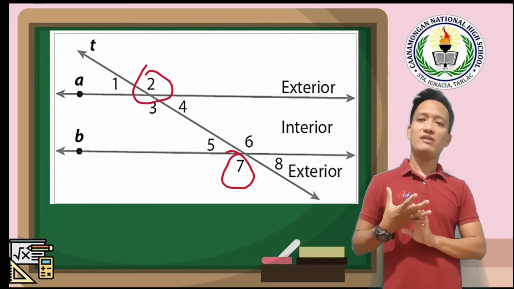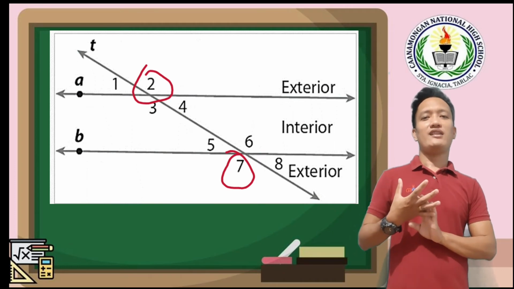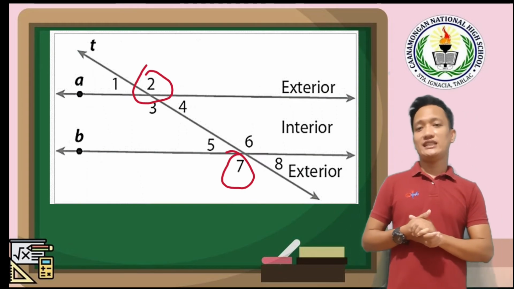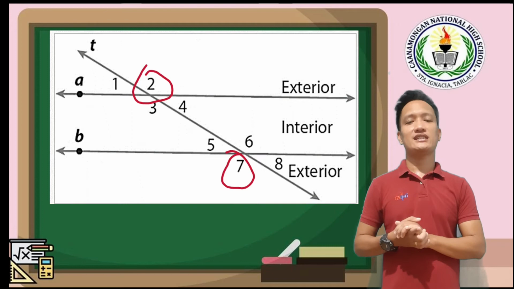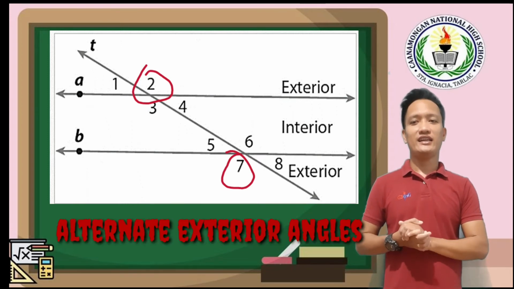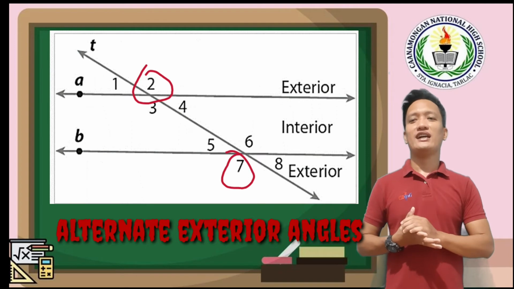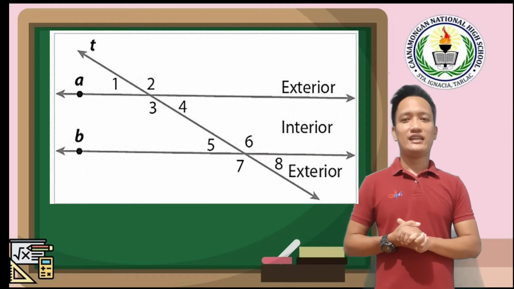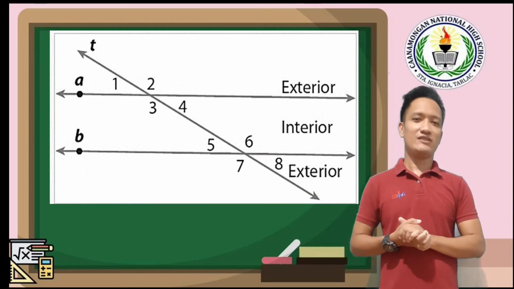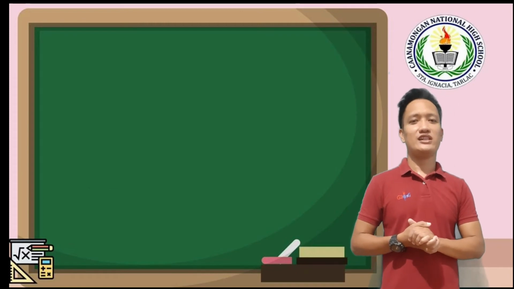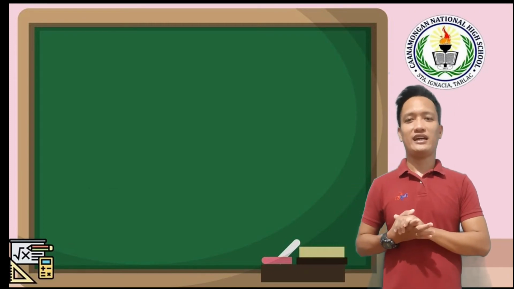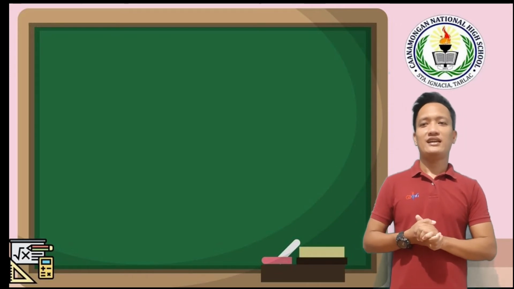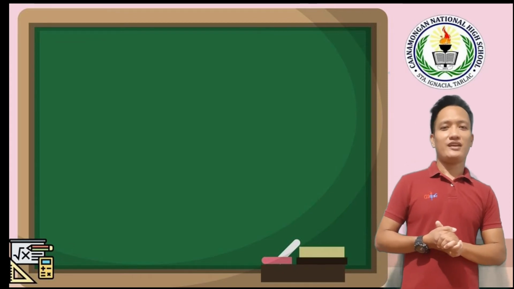So last, we have, how about angle 2 and angle 7? So tignan natin. So angle 2 and angle 7 naman is, yes, nasa labas and opposite. So they are alternate exterior angles. So yan, ang galing. So ito, siguro okay na sa atin lahat at naintindihan natin. If hindi pa rin, siyempre, because this is a video lesson, you can go back and check kung saan tayo banda nalilito. So madali lang naman intindihin. All you need to do is just focus on what you are doing. So let us proceed with the next activity.